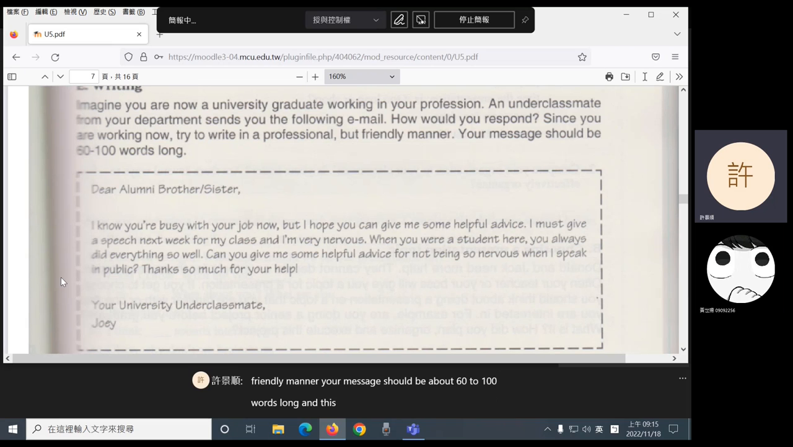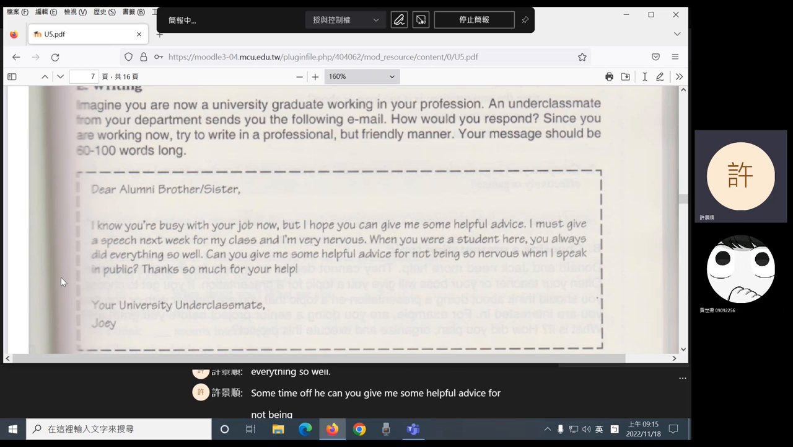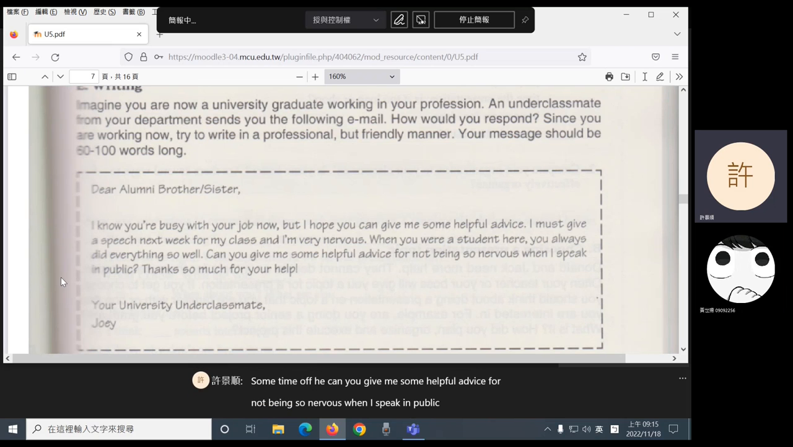And this is the email that you receive. Dear alumni brother or sister, I know you're busy with your job now, but I hope you can give me some helpful advice. I must give a speech next week for my class, and I'm very nervous. When you were a student, you always did everything so well. Can you give me some helpful advice for not being so nervous when I speak in public? Thanks so much for your help, your university underclassmate, Joey. So if you want to, you can write a short response email and send it to me.